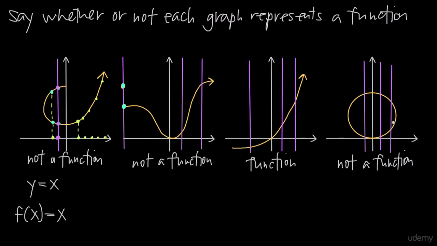So that's how you use the vertical line test to say whether or not a graph represents a function.